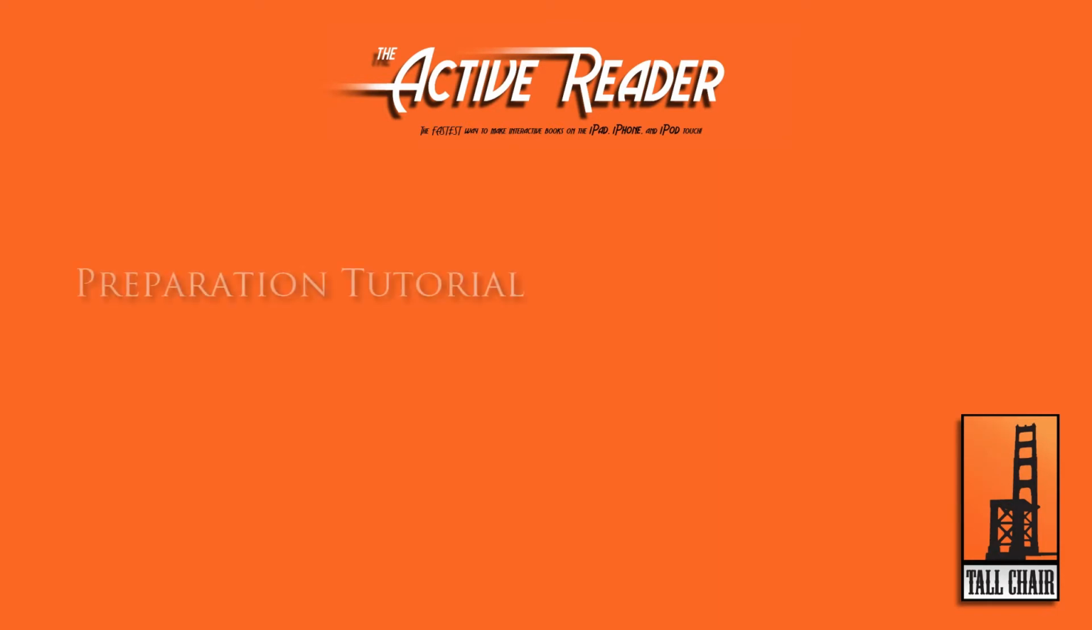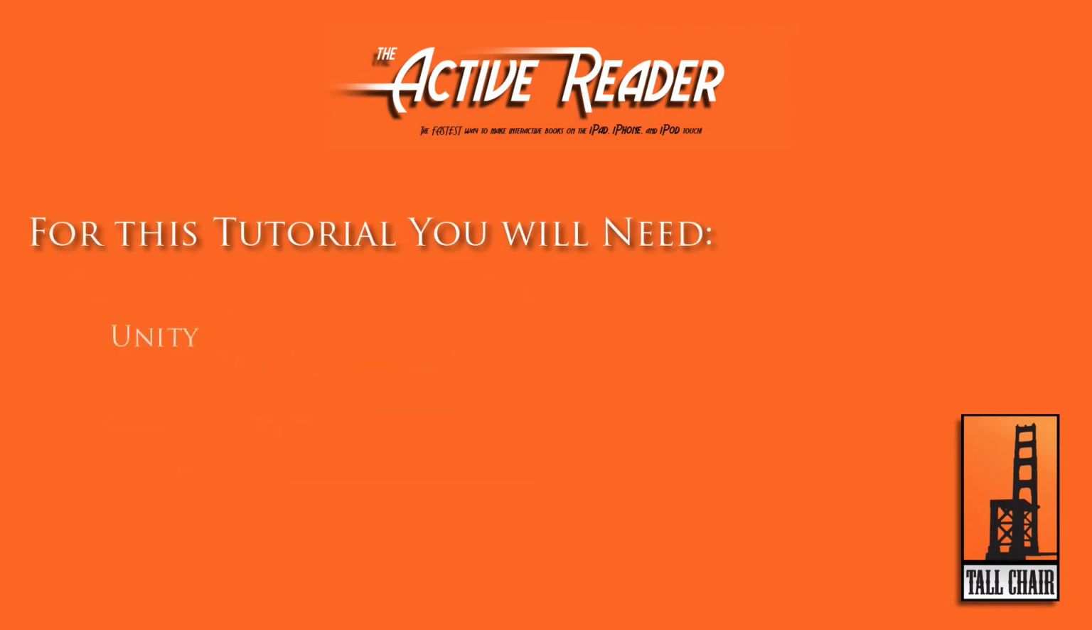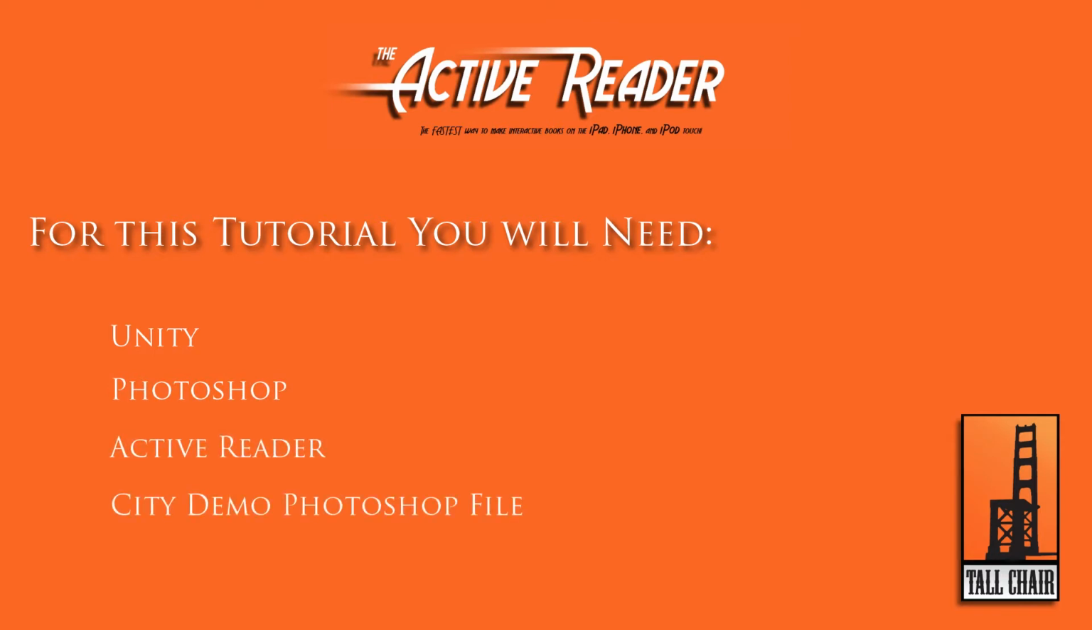Welcome to the preparation tutorial for Activereader. In this tutorial we'll cover setting up art for Activereader, the basics of bundles, what they are and how to use them, and importing artwork. For this tutorial you'll need Unity, Photoshop, Activereader, and the City Demo Photoshop file. You can find the City Demo Photoshop file using this link.